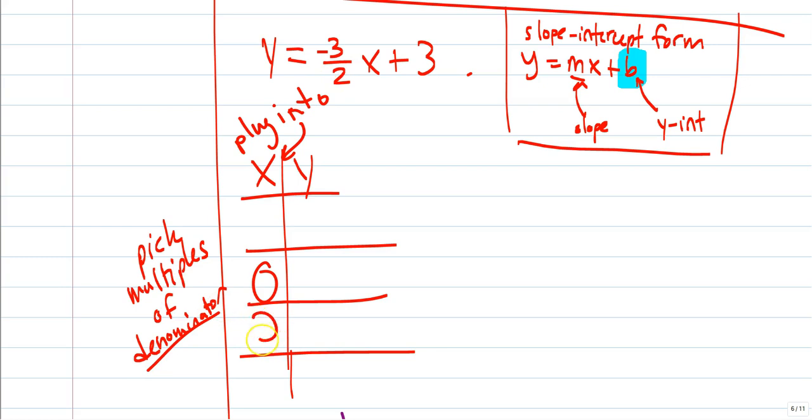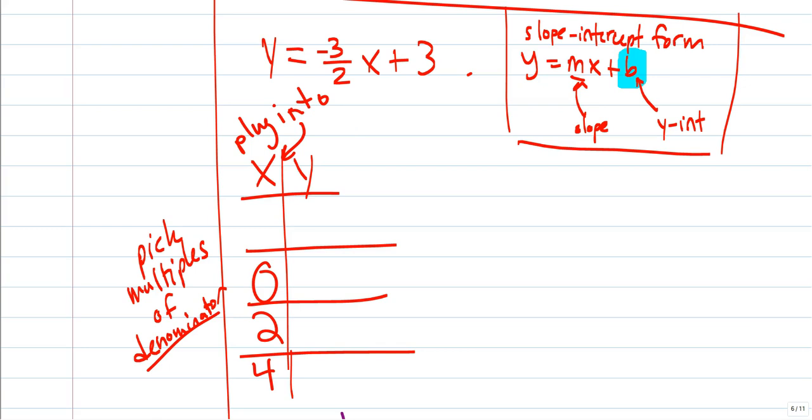So what if I plugged in a 2? Well, that's going to cancel with the 2. What's another number that would cancel with the 2? Well, bigger would be 4, 6, 8. Don't plug in a 3 or you're going to end up with a fraction as a y value. Not that that's not a solution, it's just not an easy point to graph. Okay? So I definitely love the 0. That's a gimme point. And then plug in 2, plug in 4, plug in 6. Any multiple of the denominator will clear out that fraction.